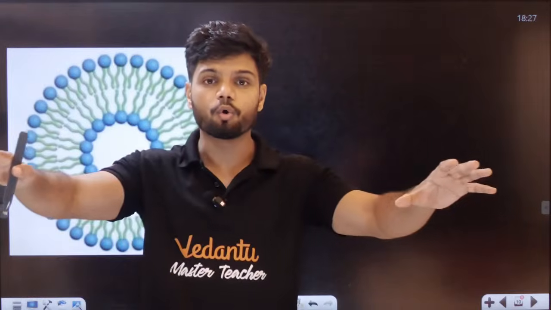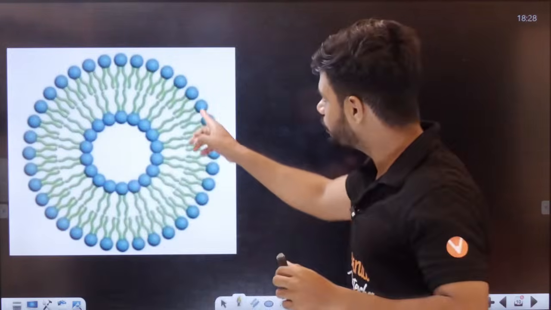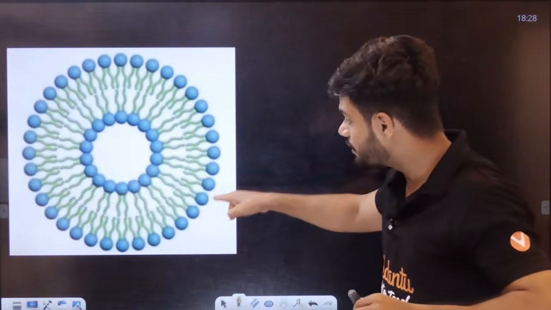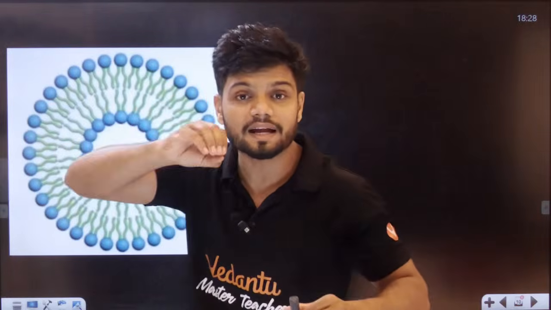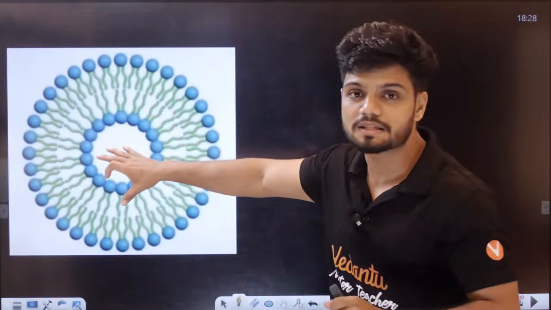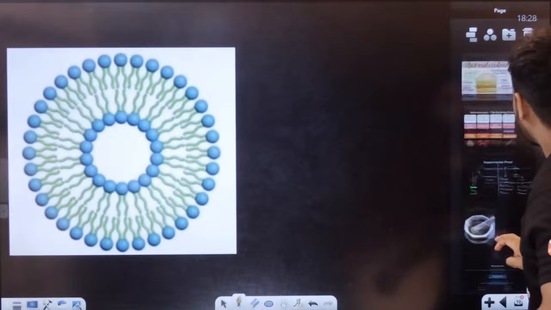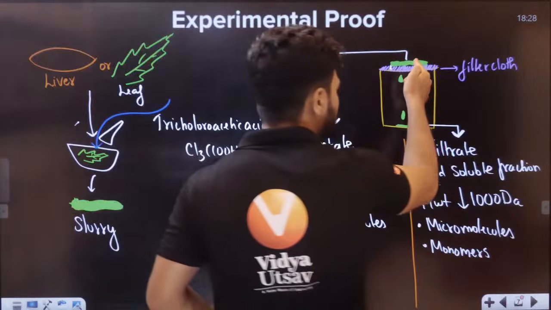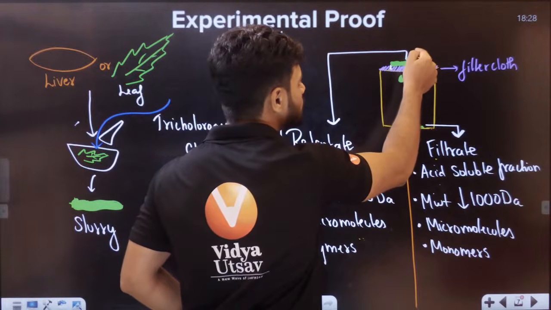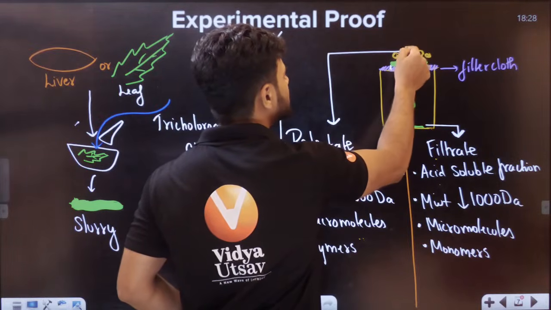what will it do? All of these lipids will hold hands. They're like, do not leave me at all. I am your life, you are my life. So all of them will hold hands. When they hold hands, they form vesicles, and these vesicles do not pass through. So all of these vesicles are present on the top itself. All lipid vesicles are present on top.